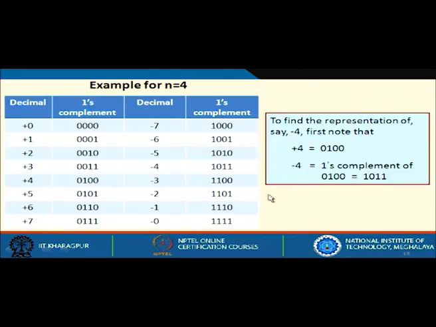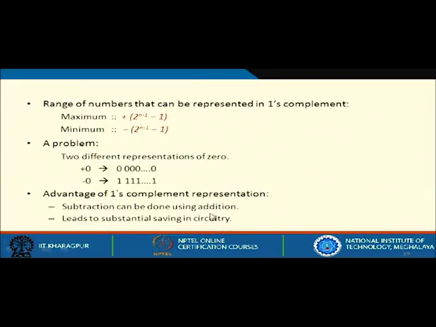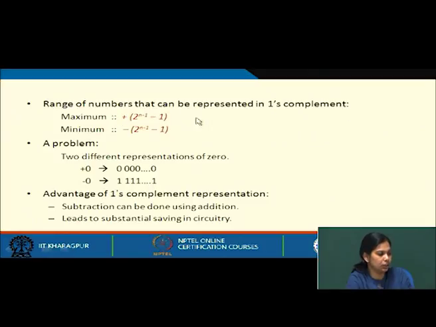But here also the same problem exists. We have two representations of 0, plus 0 and minus 0. So, here also the range of numbers that can be represented in 1's complement is plus 2 to the power n minus 1 to minus 2 to the power n minus 1 minus 1. But the problem here is we have two representations of plus 0 and minus 0.